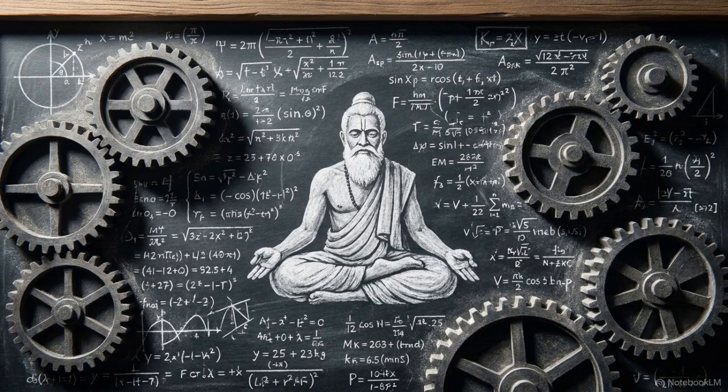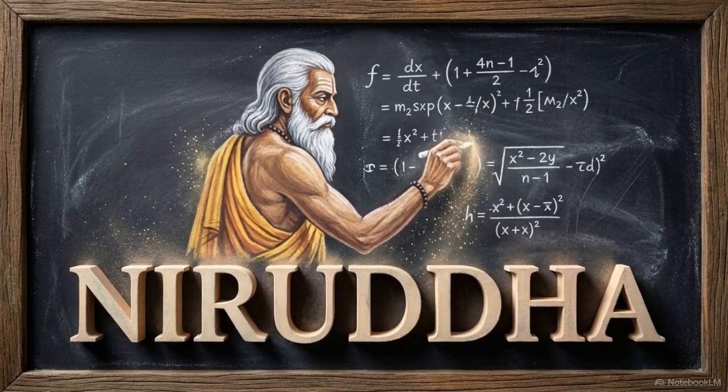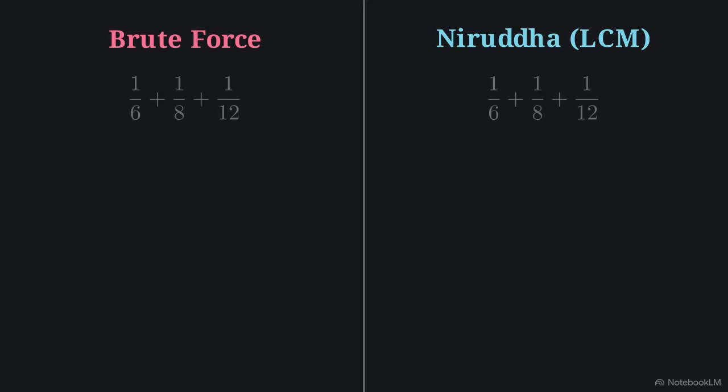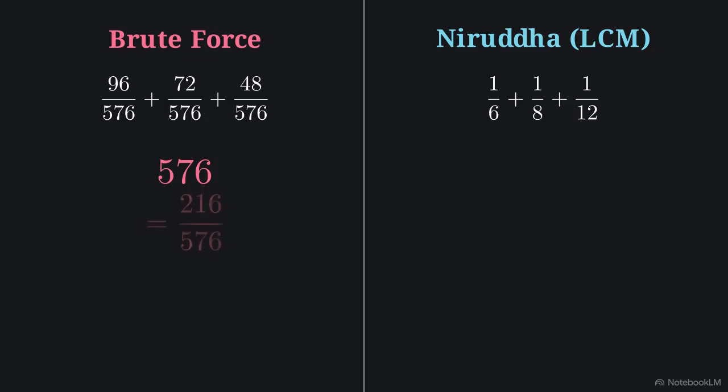If an astronomer calculating lunar cycles needs to add 1/6, 1/8, and 1/12, multiplying all the denominators together creates a massive computational bottleneck. In the 9th century, Mahāvīrācārya documented an optimization for this problem in his text, the Gaṇita Sara Sangraha. He called it Niruddha, which means to restrain. On the left side of this display, we see the brute force result. 6 times 8 times 12 yields a denominator of 576. In a time before calculators, performing manual division on numbers this large consumed time and drastically increased the probability of human error.